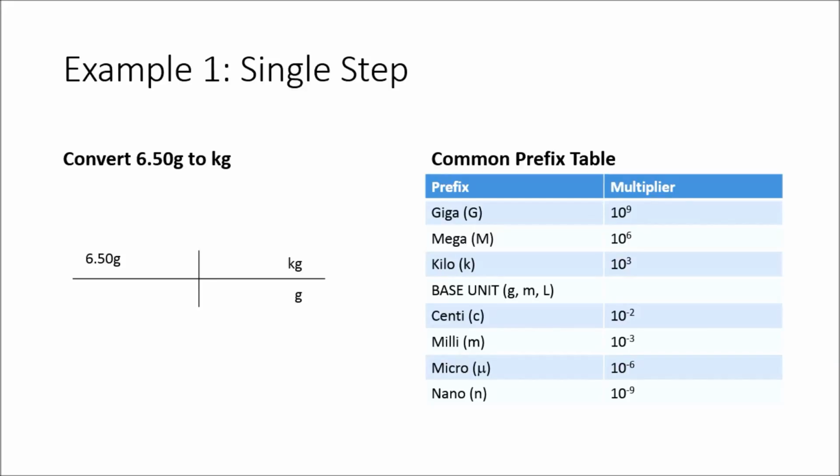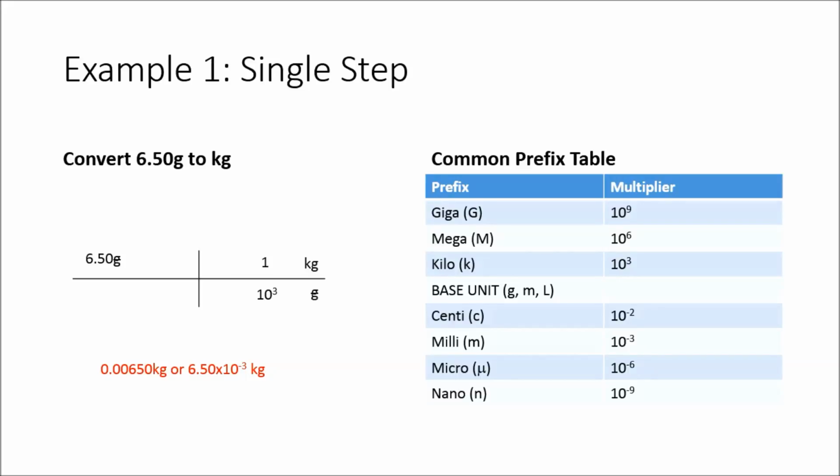And now we need numbers to make this make sense. Every 1 kilogram is 10 to the 3rd grams. So we know that from our table over here, and if we put this into our calculator and do it right, what we see is 0.00650 kilograms, or 6.50 times 10 to the minus 3rd kilograms. Both of those are right, and they both have the same number of significant figures, which is also correct.